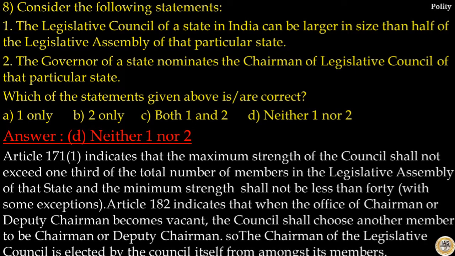Article 171 clause 1 indicates that the maximum strength of the council shall not exceed 1/3 of the total number of members in the Legislative Assembly of that state, and the minimum strength shall not be less than 40. But in some states, there are some exceptions for minimum strength. Hence, statement 1 is incorrect. Article 182 indicates that when the office of chairman or deputy chairman becomes vacant, the council shall choose another member to be chairman or deputy chairman. So, the chairman of the Legislative Council is elected by the council itself from among its members. Hence, statement 2 is also incorrect. So, our answer to this question is option D.